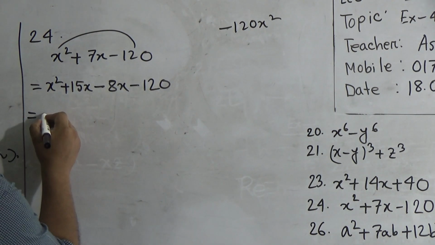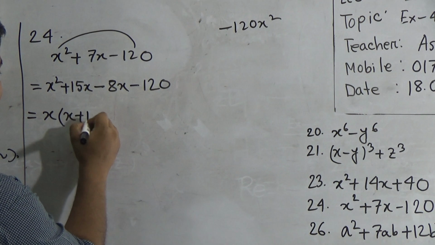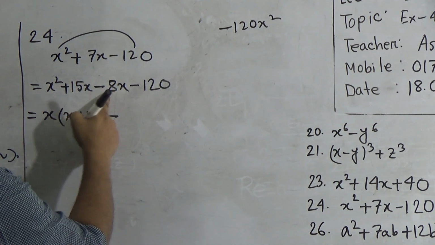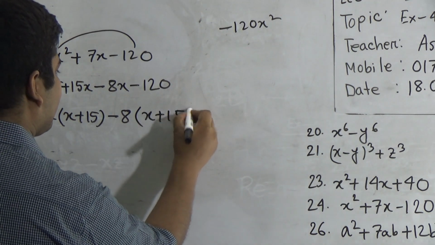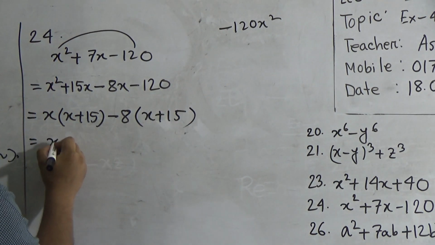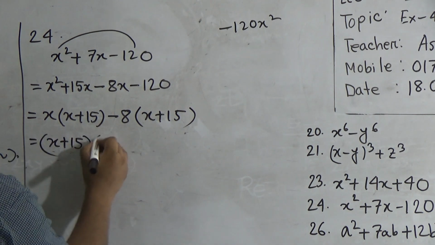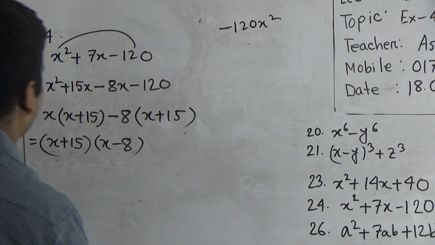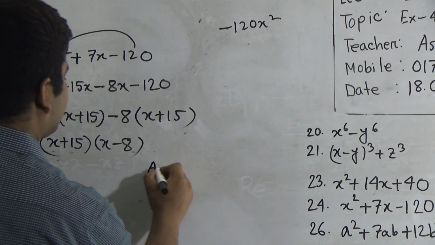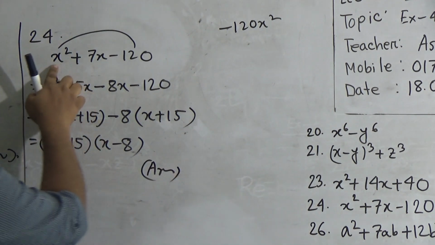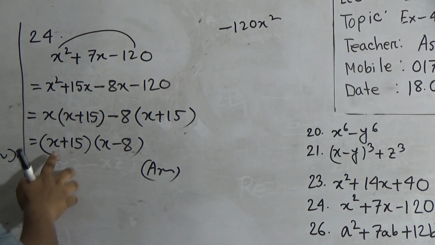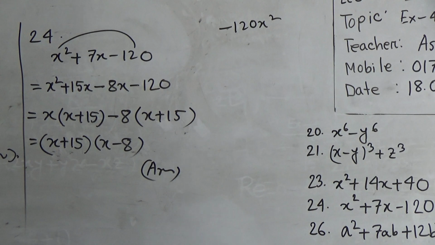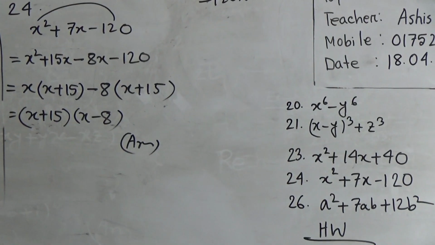Now from these two expressions we take x common and left x plus 15, and from these two expressions we take 8 as common and left x plus 15. Okay, from this whole expression x plus 15 and x minus 8. Okay, this is the answer of this question. That means if we resolve x square plus 7x minus 120, then we get factors x plus 15 and x minus 8. And our last question, 26 number question.